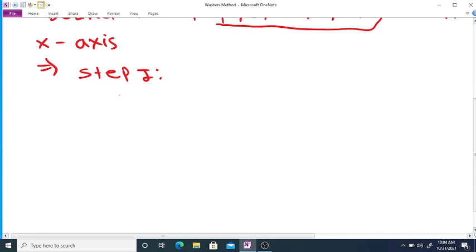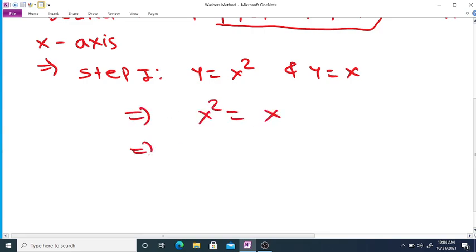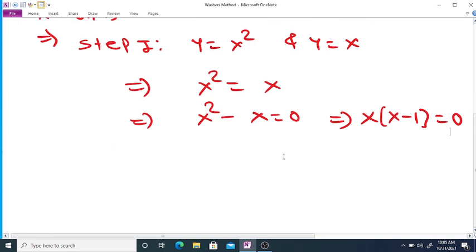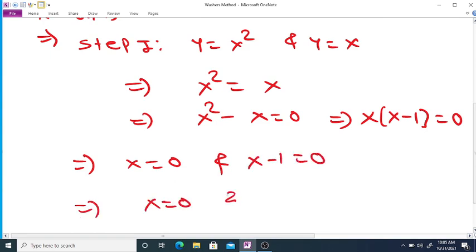Okay, so step one: y equal to x square and y equal to x implies x square is equal to x. This implies x square minus x is equal to 0. So this implies x times (x minus 1) is equal to 0. So x is equal to 0 and x minus 1 is equal to 0, and therefore x is equal to 0 and x is equal to 1.